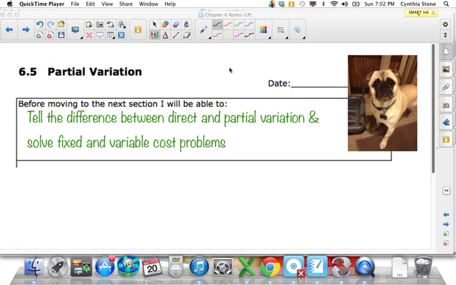So Charlie, of course, is concerned about partial variation. He doesn't like it very much. It means more math. And look how concerned he is. Moving on.